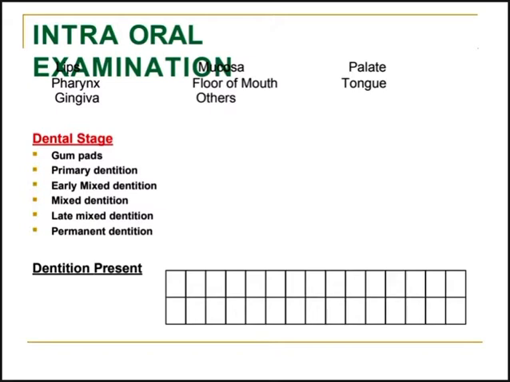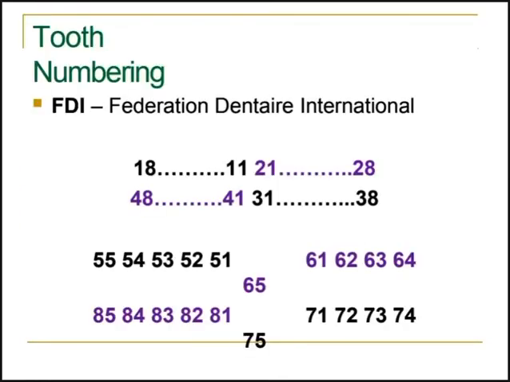Then you have to give the teeth numbering. That's important. When you ask the patient to open the mouth, you will see which teeth are present there, and you will write it in this chart which is given. Remember, we have to use the FDI system of tooth numbering. What is the FDI system? FDI means Federation Dentaire Internationale. It's a French terminology, so that is why this name is given.